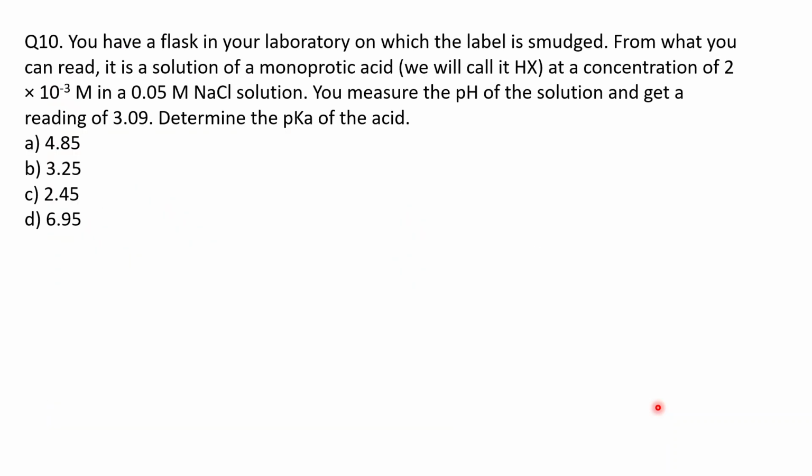Moving towards the last question. You have a flask in a laboratory on which the label is smudged. From what you can read, it is a solution of monoprotic acid. We call it HX at the concentration of 2 into 10 raised to power minus 3 molar in a 0.05 molar NaCl solution. You measure the pH of the solution and get a reading of 3.09. Determine the pKa of the acid. Please try to solve this question. We'll see the solution in a while.